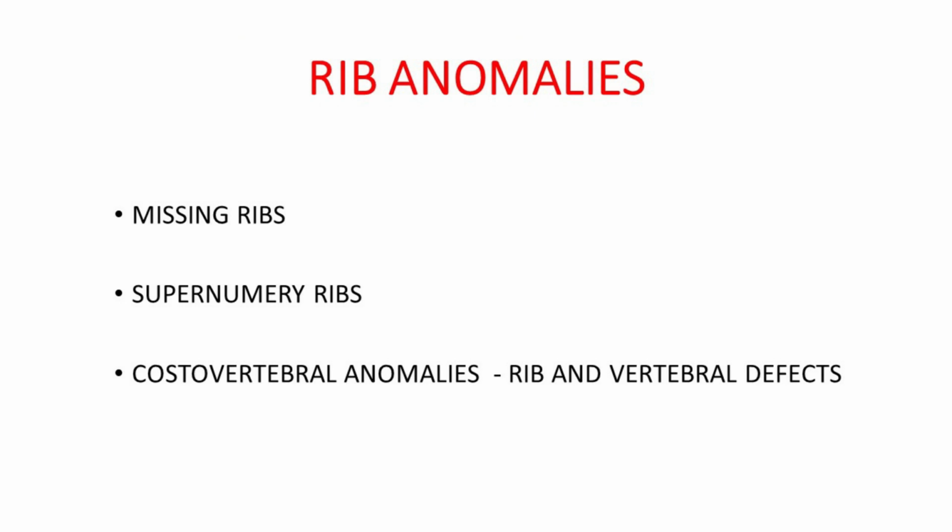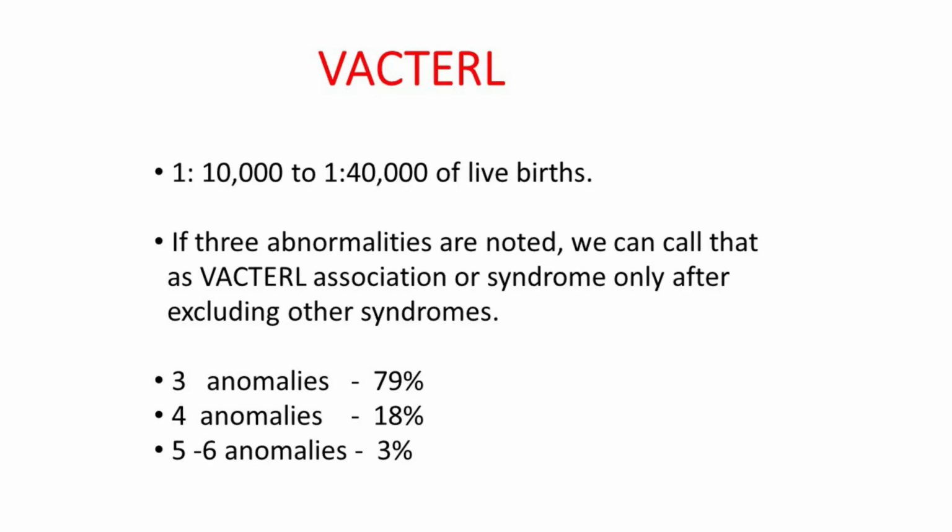We'll go to the rib anomalies. Rib anomalies may accompany vertebral anomalies. A missing rib in a hemivertebra is also documented, and they are called costovertebral anomalies. And sometimes you may have supernumerary ribs. If 3 abnormalities are noted, we can call that VACTERL association or syndrome only after excluding other syndromes. The prevalence of this is 1:10,000 to 1:40,000 of live births.